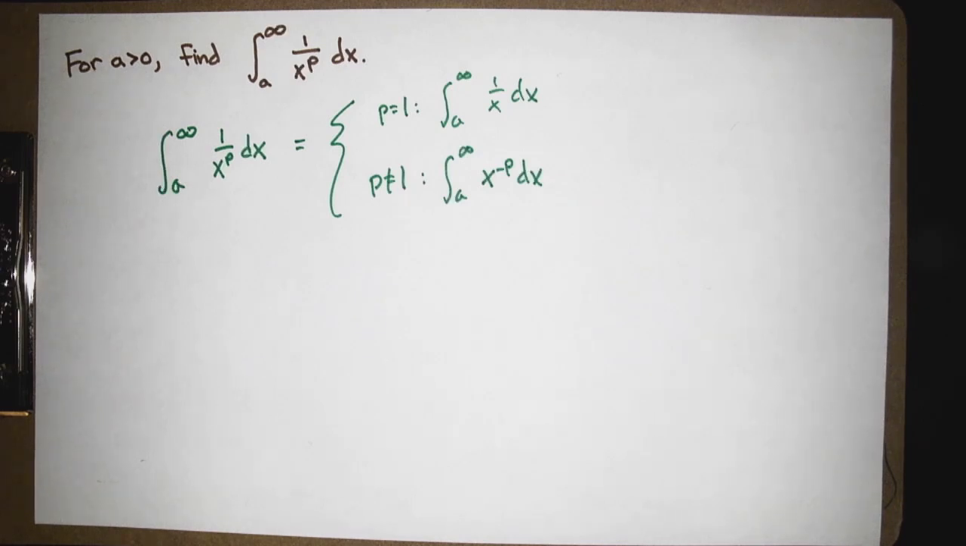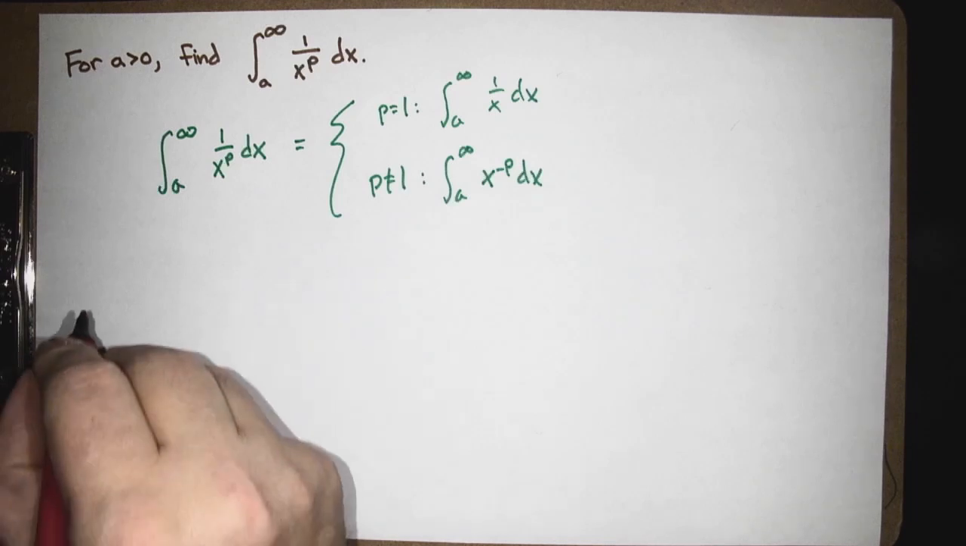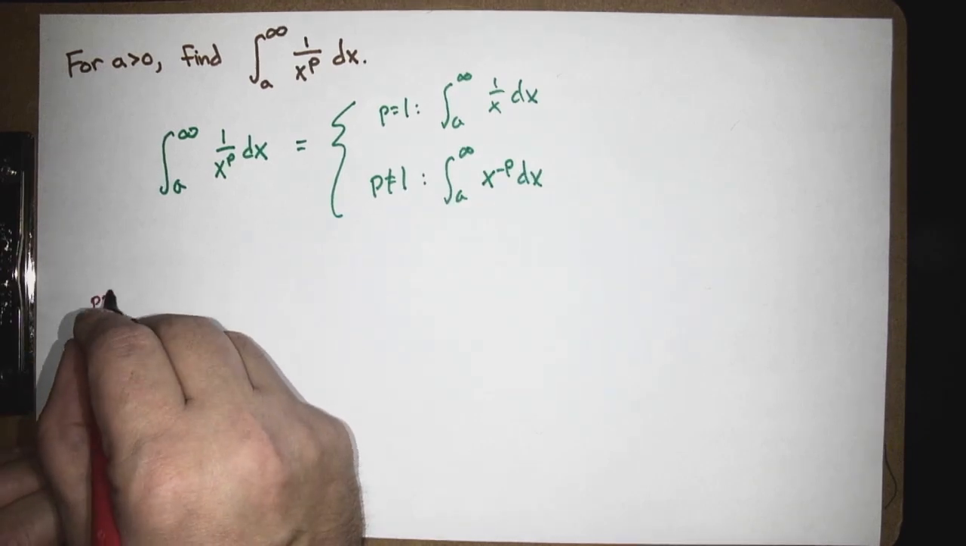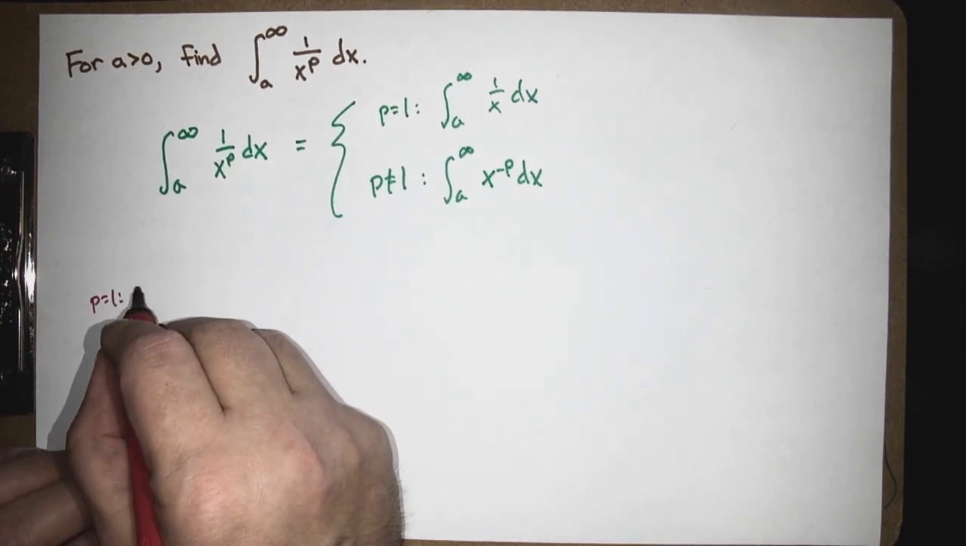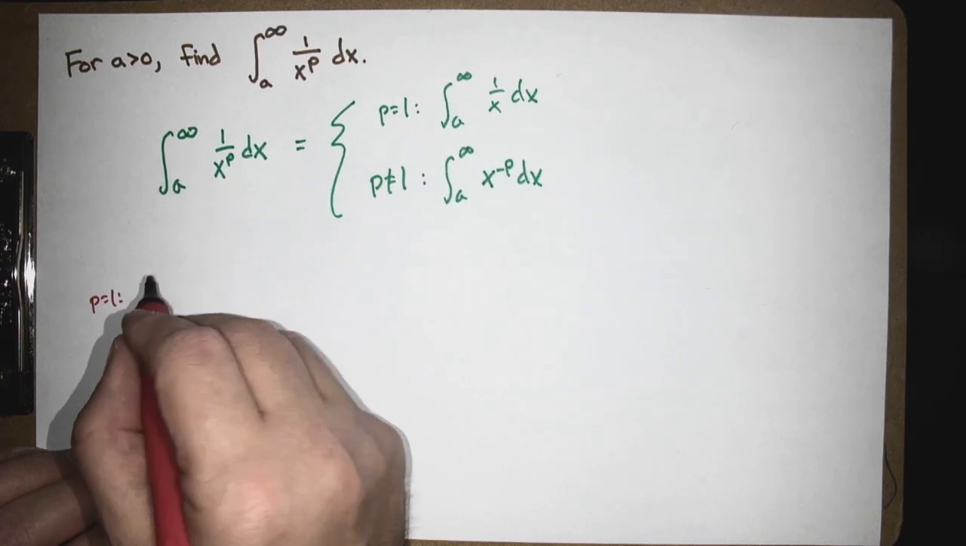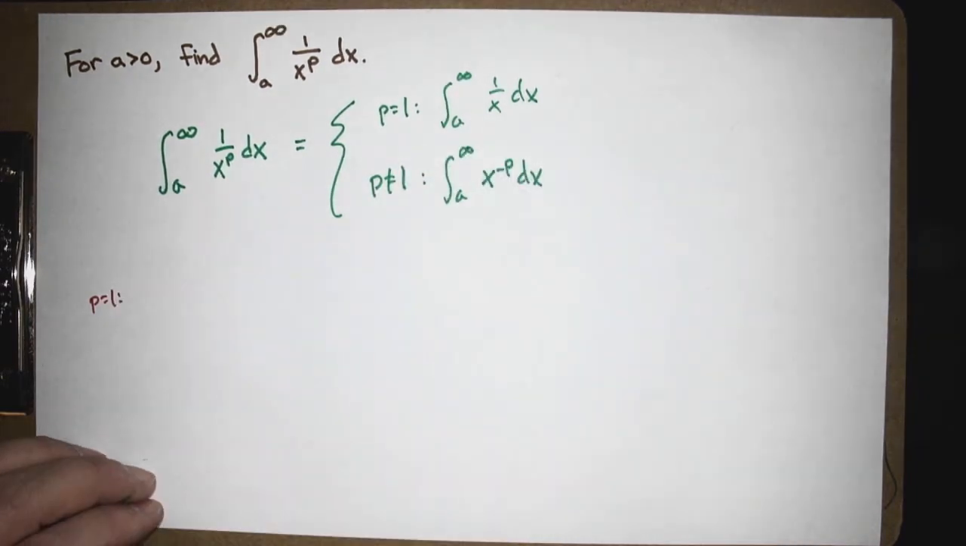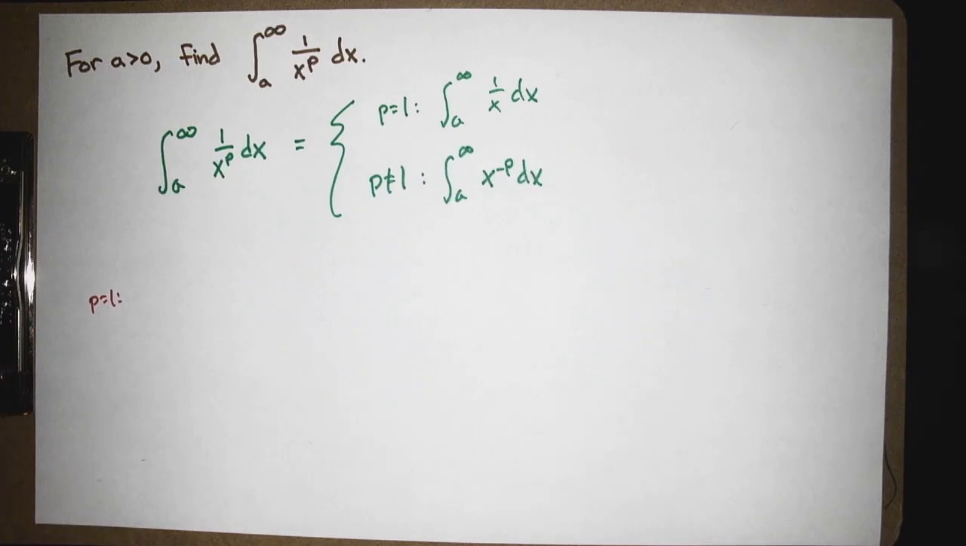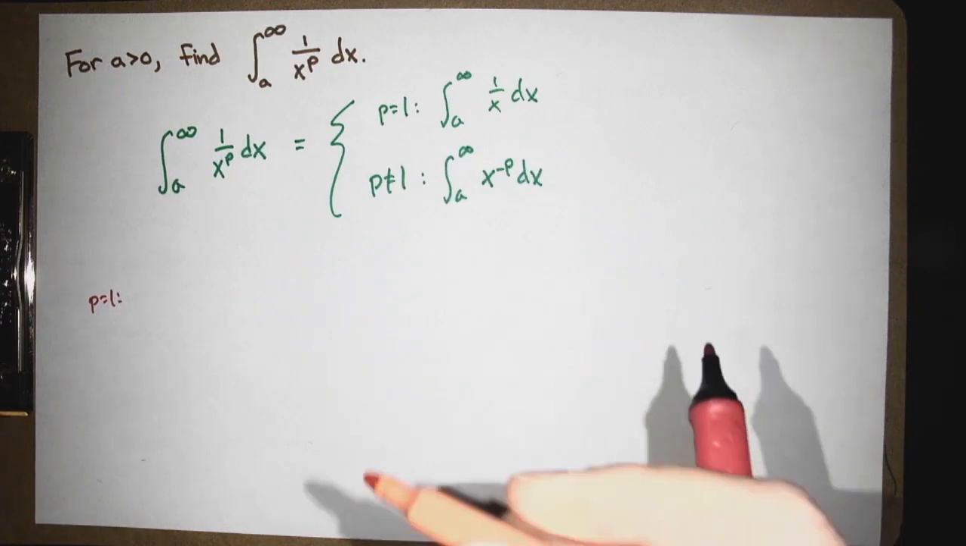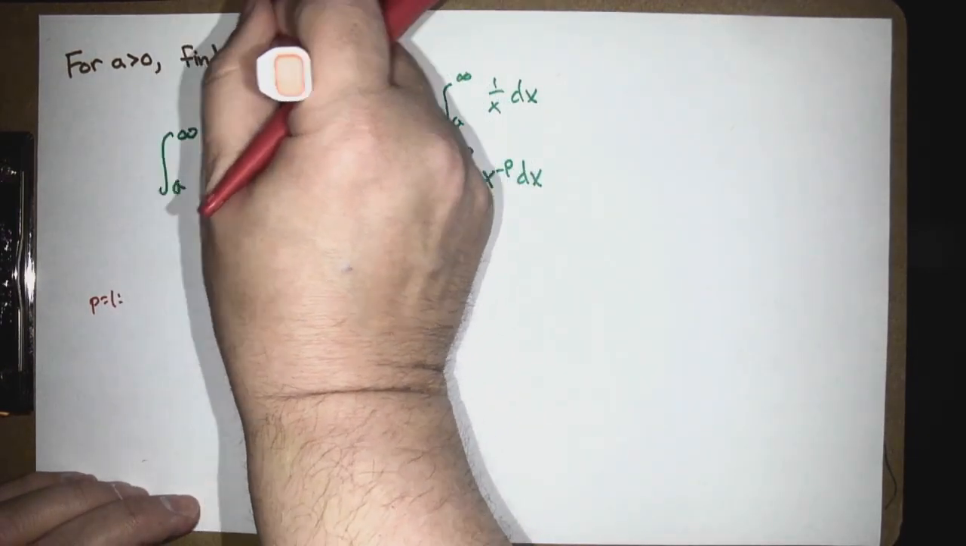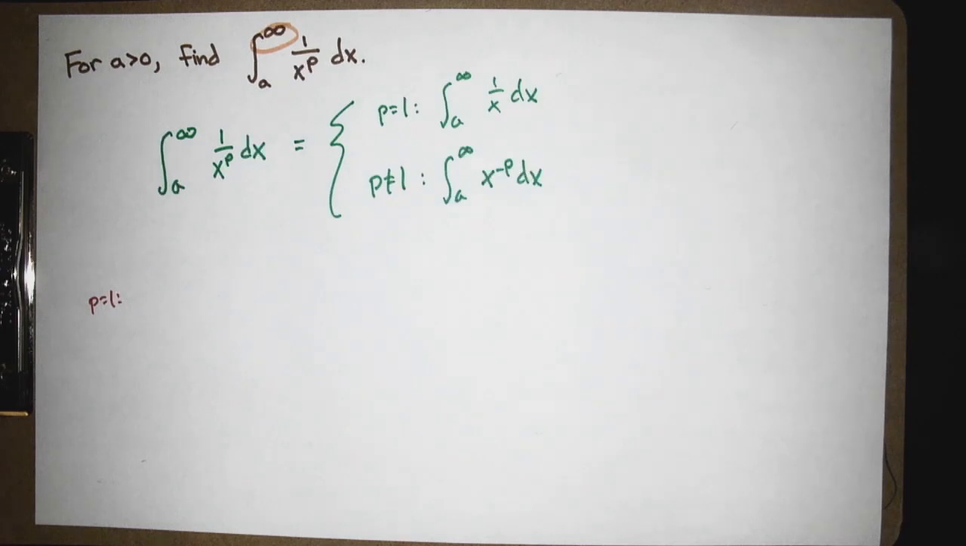So let's talk about the p equals 1 case. So we're going to work it out down here. We have this integral. It's an improper integral. Why is it improper? Because we're talking about it today. No, because we have the infinity up in the bounds. We don't have the vertical asymptote because we said a is positive. We're away from 0, so only the infinity in the bounds.